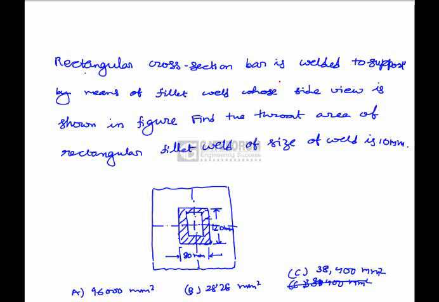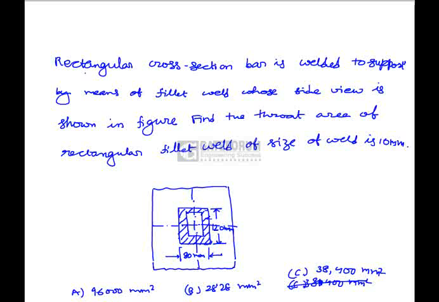A rectangular cross-section bar is welded to a support by means of a fillet weld whose side view is shown in the figure. Find the throat area of the rectangular fillet weld if the size of the weld is 10 mm. Here is the side view of the weld. The length of the weld is 120 mm and the width of the weld is 80 mm.